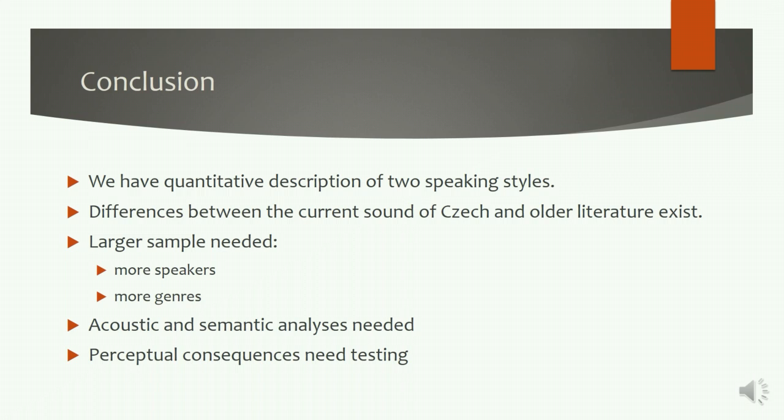So as to conclusions, we have provided quantitative description of two speaking styles. We found differences between the current sound of Czech and the older descriptions. And we would like to verify this in larger samples of recordings. First of all, we need more speakers. We only have 12 speakers, and it would be also interesting to look at some other genres or speech styles. What needs to follow are the acoustic and semantic analyses of the groupings. And finally, we would love to experiment with perceptual consequences of different groupings on to the listeners.